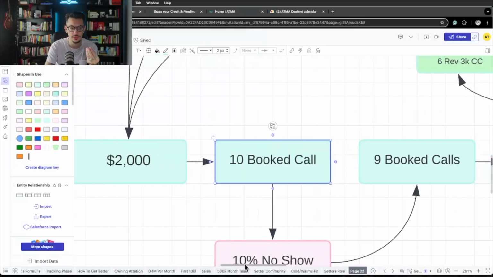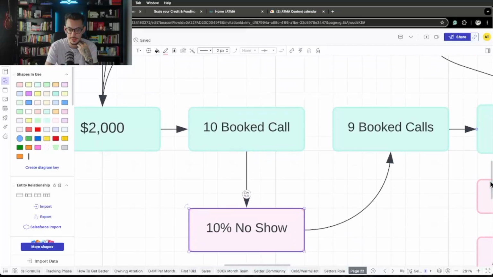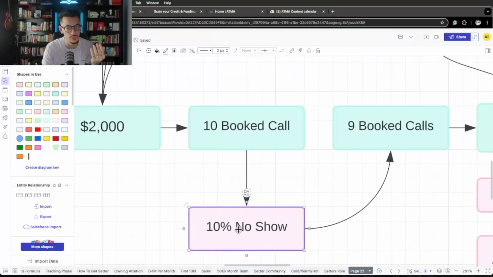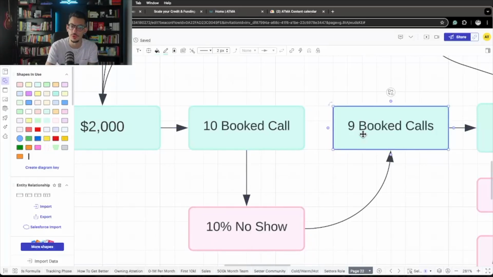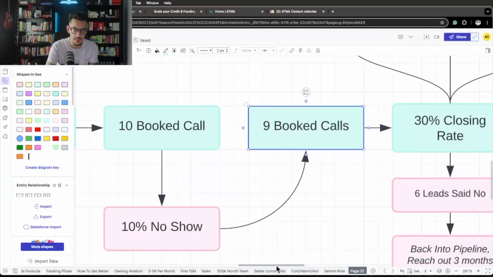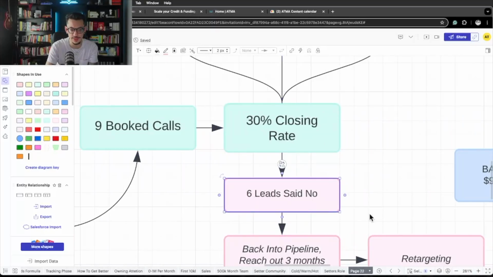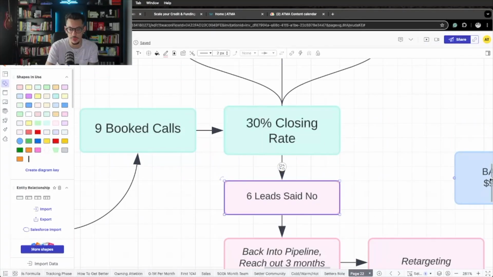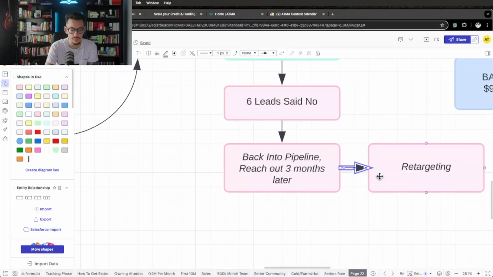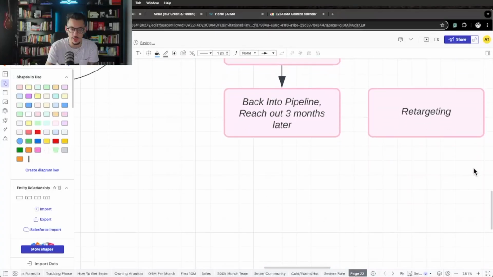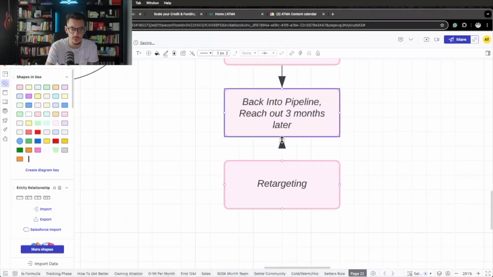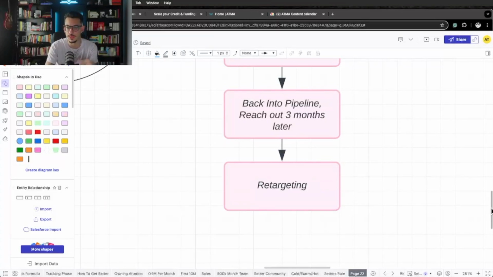You got 10 booked calls at a 10% no show rate. Again, this is average, let's say 20 to 10. You could be even lower, like I showed you earlier. I'm at 6%, you know, one person didn't show up, and then at a 30% closing rate, 6 leads say no. Those leads go back into the pipeline, and you can hit them up 3 months later. Also retargeting campaigns, the same thing, they can keep seeing your ads over and over, and they might convert later.